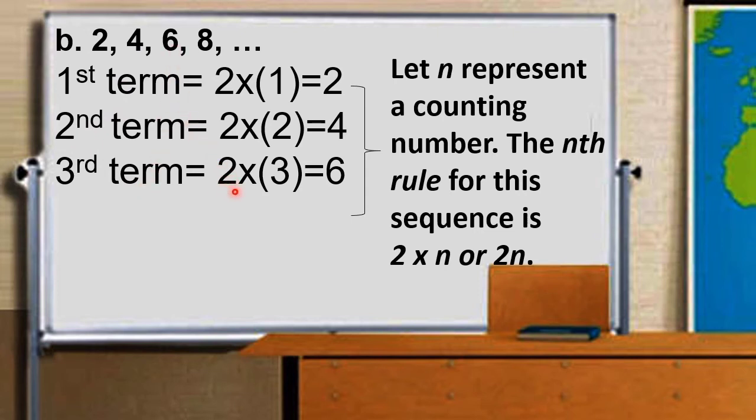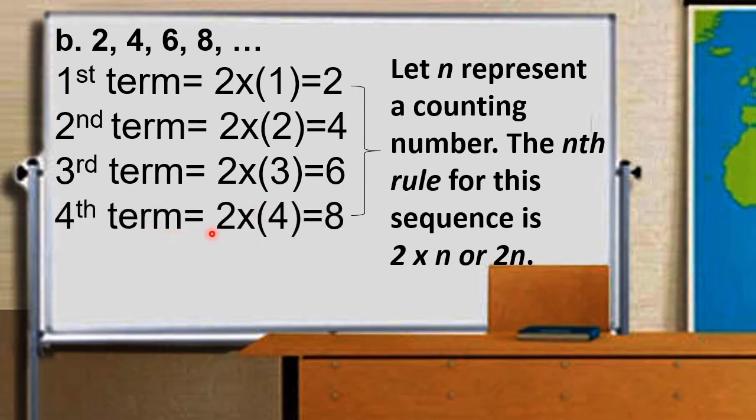Yung constant natin na 2 multiplied by yung equivalent ni n. Third term means 3. So, 2 times 3 is equal to 6. And then, yung fourth term, we have yung constant natin na 2 multiplied by n. N is equivalent to 4 kasi fourth term. So, first term, second term, third term, fourth term. So, 2 times 4 is equal to 8.